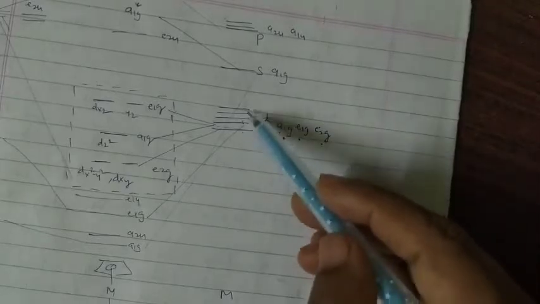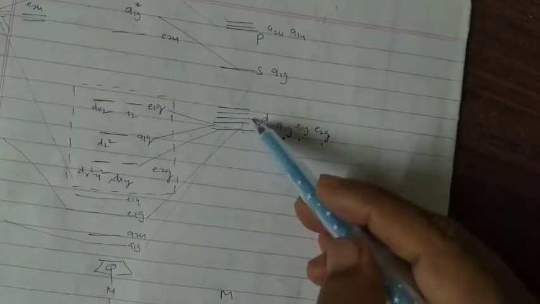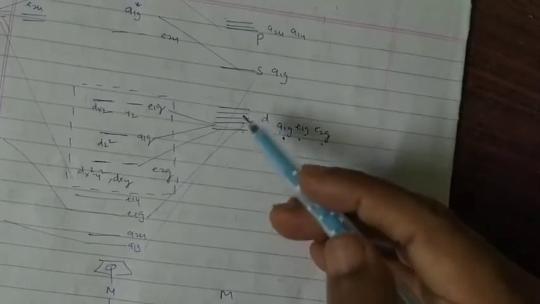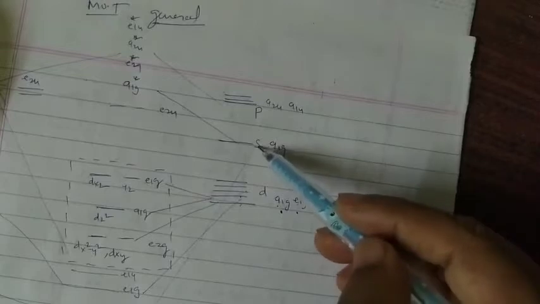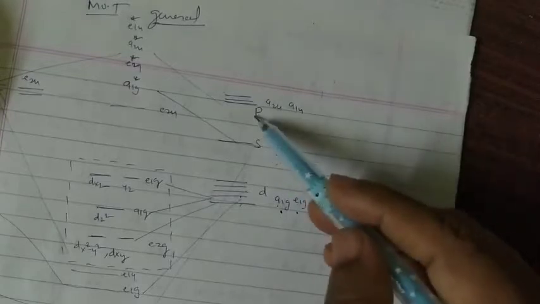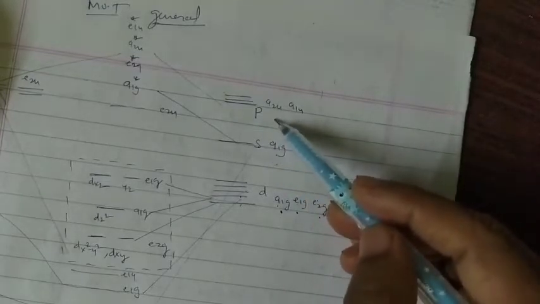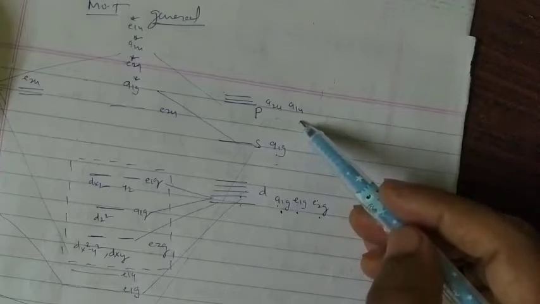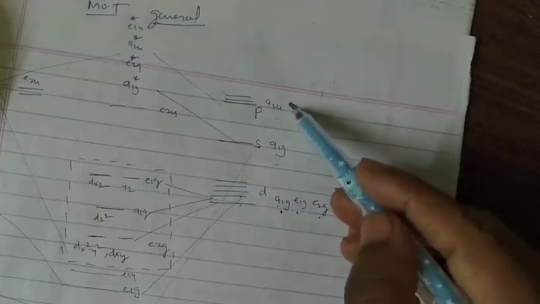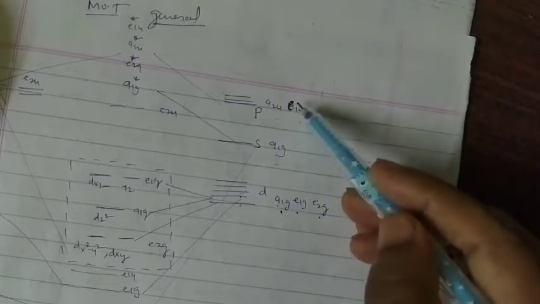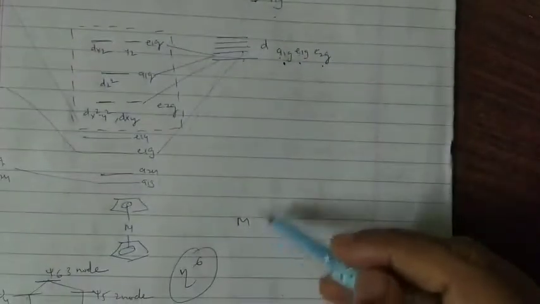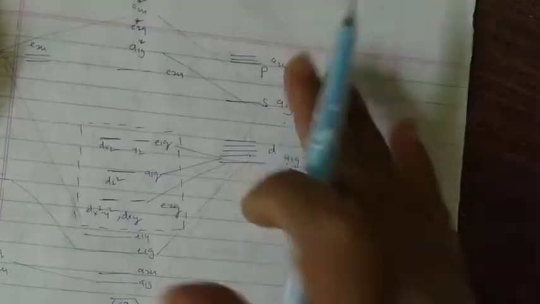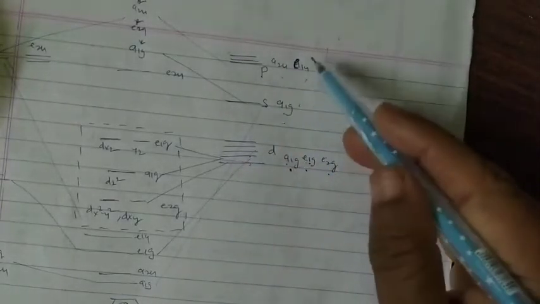So 5 orbitals are present: dxy, dyz, dzx, dx square minus y square, and dz square. This is the 5 orbitals, and here the A1g orbital of s will be there. S means a single orbital, and for the p orbitals, A1u and E1u, and A2u. So 2 plus 1, 3 p orbitals, like this. These are the metal orbitals here. So first you generate this, and this is important, you can keep it in mind.